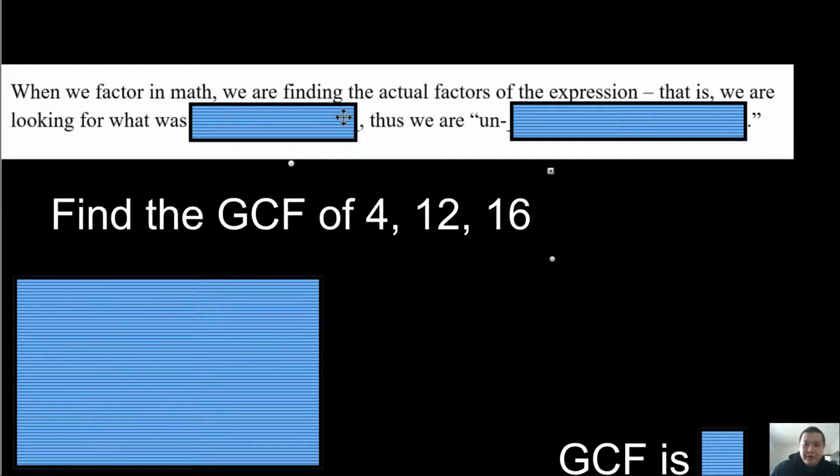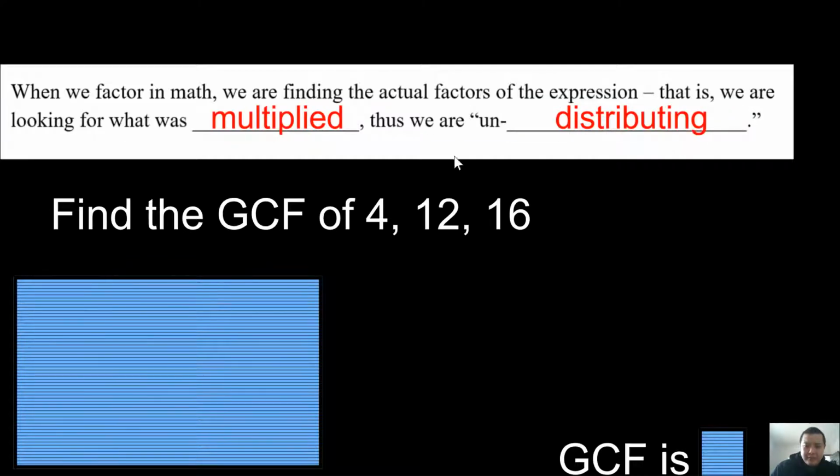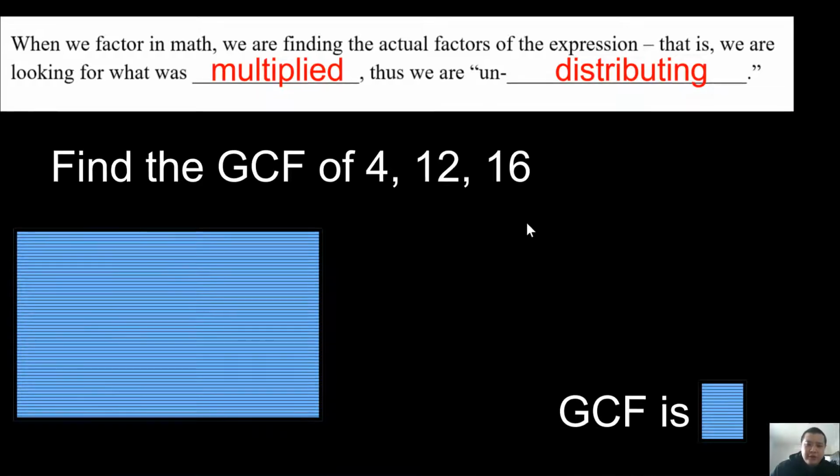So when we factor in math, we're actually finding the factors of the expression. So we're no longer using just numbers, we're using algebraic expressions. So we're looking for things that were multiplied together, okay, to get that specific expression. Thus, we are undistributing. And I'll show you guys what that means in a moment. But first, we're going to do a little bit of review of 6th grade math.